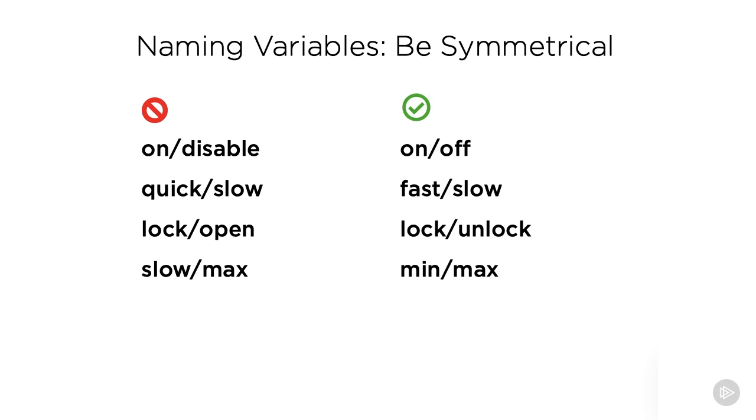So let's look at how we can make these clean. On works with off, fast and slow, lock and unlock, min and max. It's even easier for me to read quickly to you on the slide. When you have these opposites to work with in your code, make sure that they are clearly opposites. A lot of words have obvious choices on the other side, and it will make it easier for people to read and reason about your code.